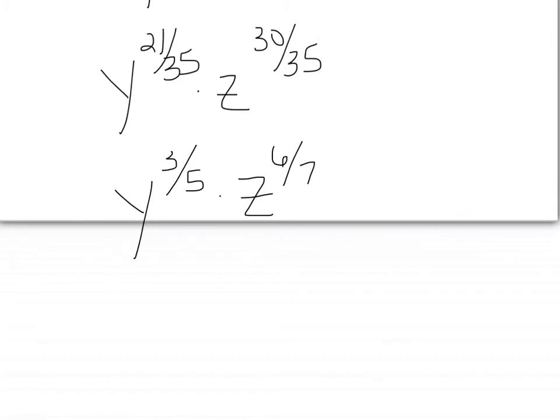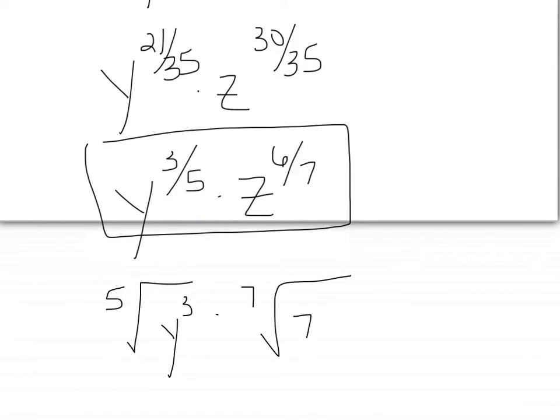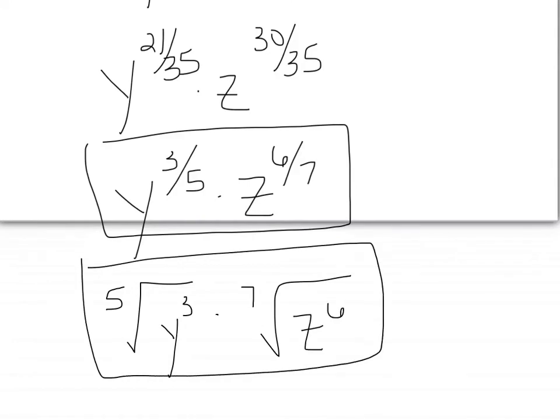So you can either leave your answer like that, or if they're asking for it in radical form, you would take your denominator and make it your index, and it would be the 5th root of y to the 3rd times the 7th root of z to the 6th. And that's if they wanted it in radical form.